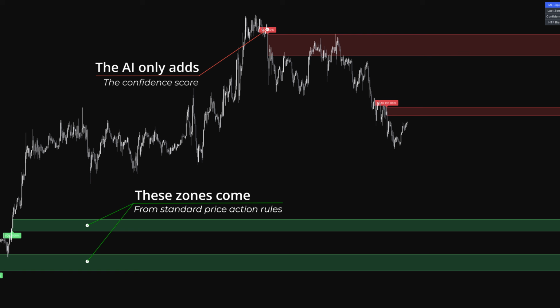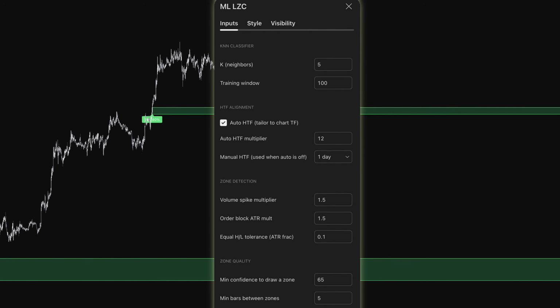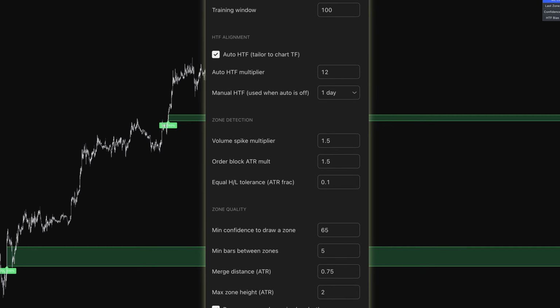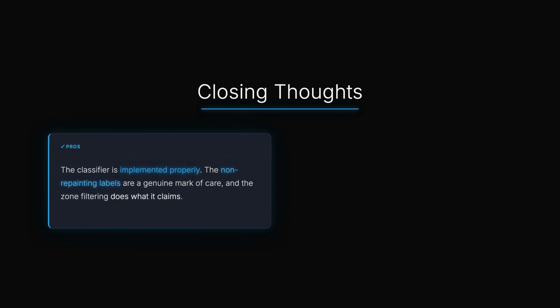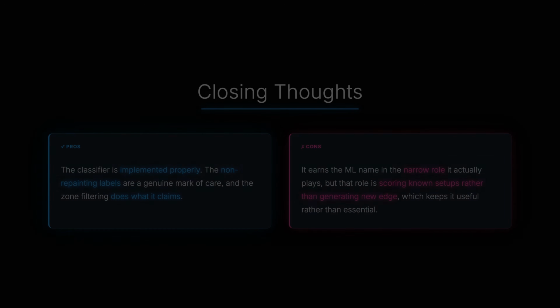The intelligence sits on top of detection logic that is conventional, so the machine learning improves quality control rather than discovering anything price action traders were not already drawing. Customization is reasonable, with control over the training window, neighbor count, confidence threshold, and zone housekeeping like merging and mitigation. The classifier is implemented properly, the non-repainting labels are a genuine mark of care, and the zone filtering does what it claims. It earns the ML name in the narrow role it actually plays, but that role is scoring known setups rather than generating new edge, which keeps it useful rather than essential.